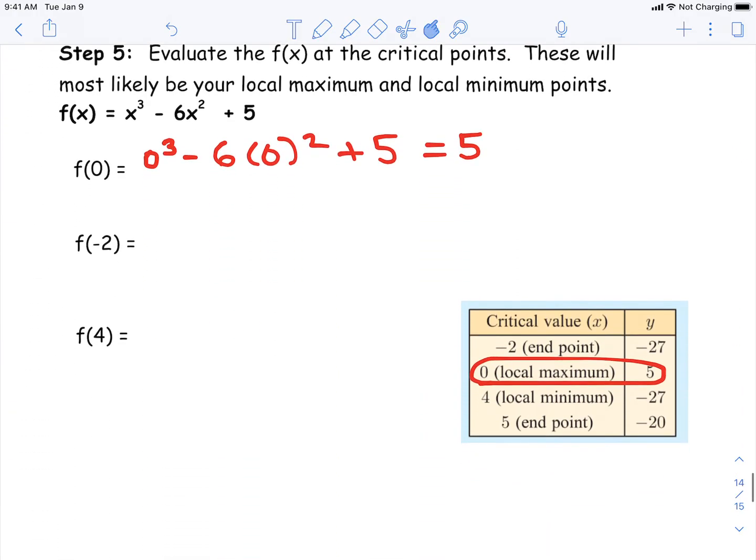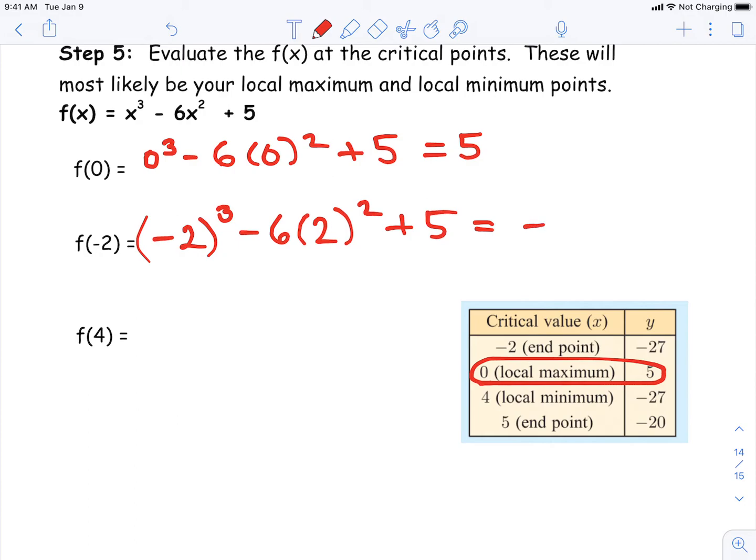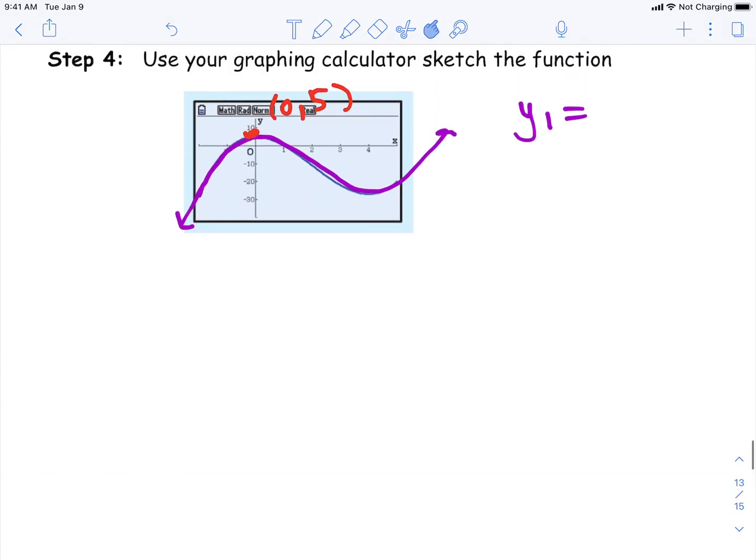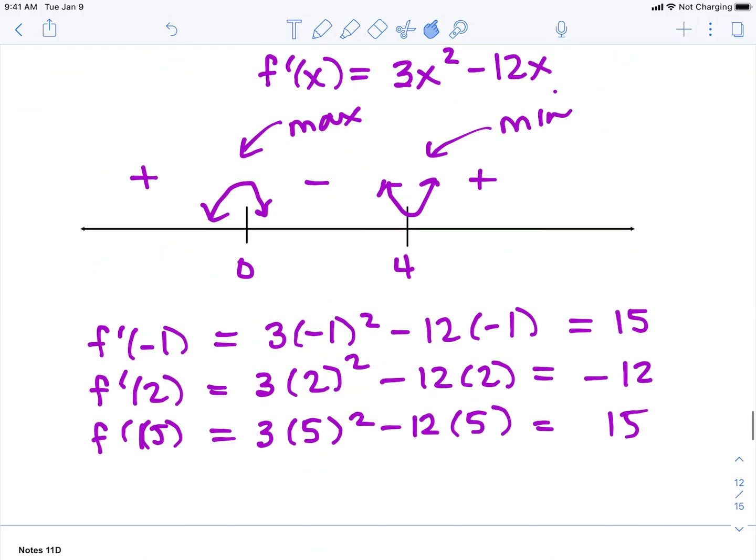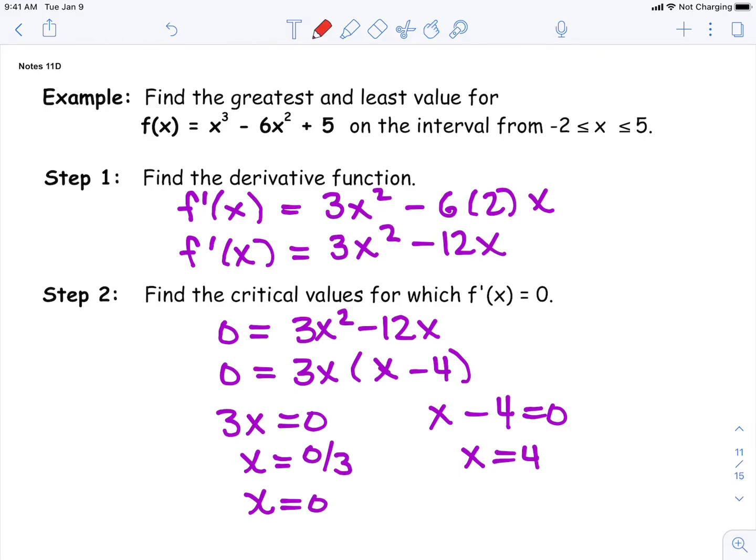All right, now let's substitute -2 in. We would use a calculator, and we get negative 27. So that is our end point at negative 2, negative 27. So I should actually remove these endpoints here because it stops, because our interval was from negative 2 to 5.